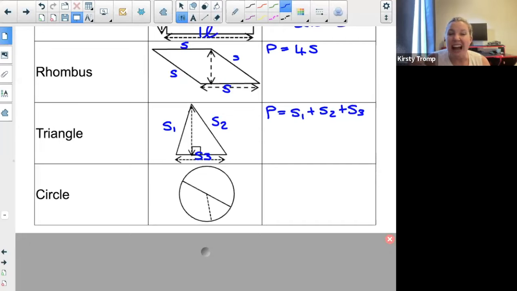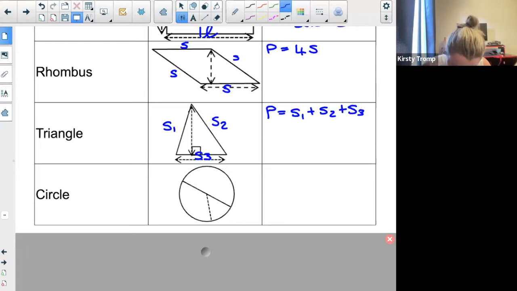In my circle, perimeter, it's not actually called the perimeter though. It's called something different. Tell me what it's called. What's the outside of the circle called? Good, it's called a circumference. Well done, thank you. The outside of a circle is actually called the circumference. So for a circle, it's not really called the perimeter, it's called the circumference, but I like to put it on my table anyway so that we remember it.